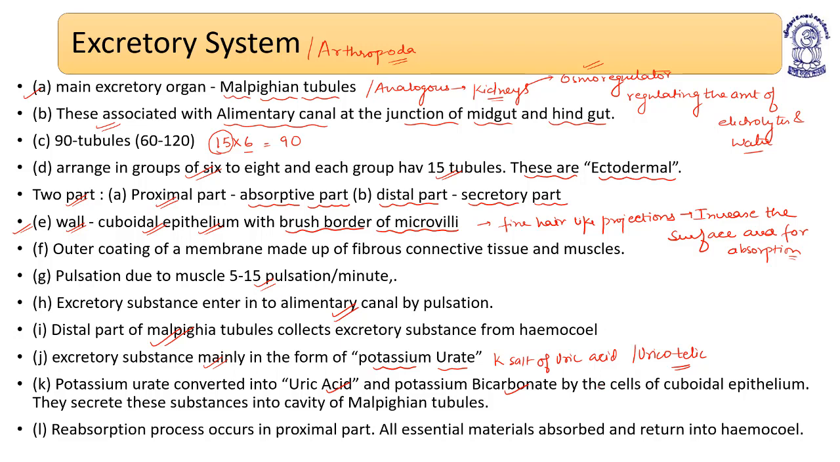They secrete these substances into the cavity of the Malpighian tubules. These excretory substances are delivered into the cavity of the Malpighian tubules, and from this cavity they move to the final collecting ductule, or the secretory tubule, also known as the secretory ductule.